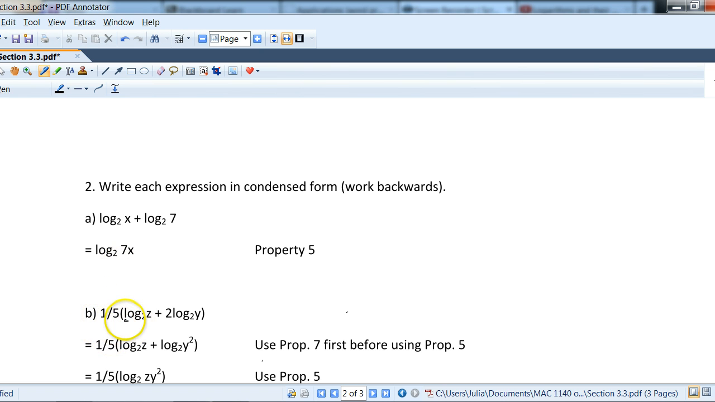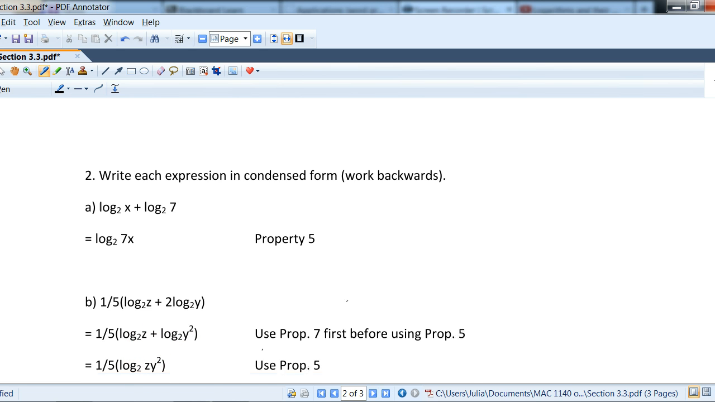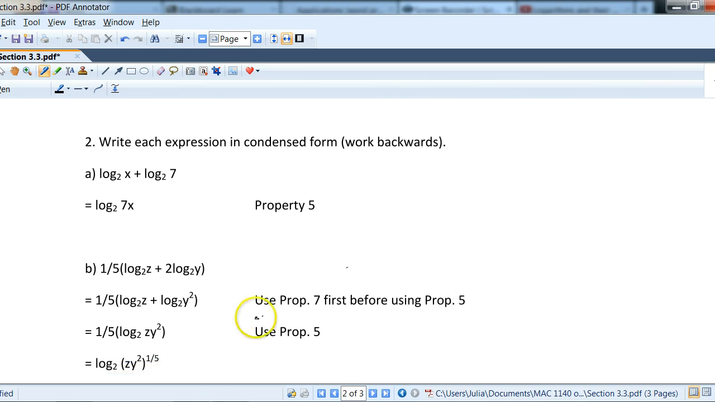What if we have a constant 1/5 in front, and then log base 2 of z plus 2 log base 2 of y? How would we do this? I'll probably start condensing the inside of the parentheses first. Notice how I brought the 2 up as the exponent. You want to do that before bringing them together as one log. So it becomes y squared. Then it becomes a product of z times y squared. And at the very last, you can bring up the 1/5 as the exponent. So now you have a single log of z y squared to the 1/5 power.